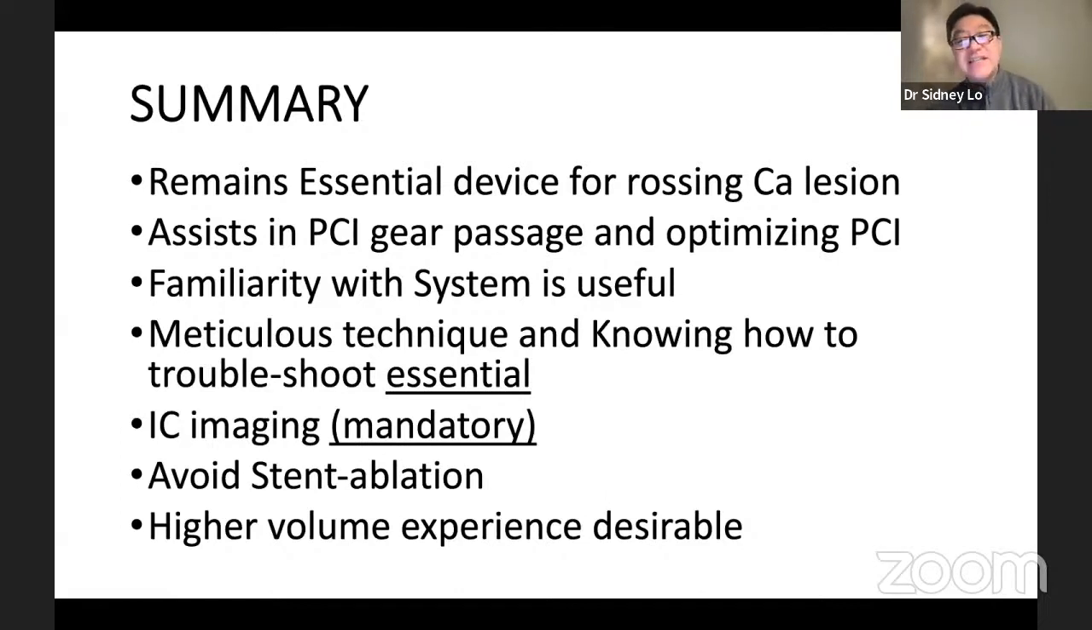rotational atherectomy remains the essential device for crossing calcified lesions. It assists in getting your gear down, optimizing PCI. Familiarity with the system is useful. Meticulous technique and knowing how to troubleshoot is essential. Imaging, I think, is mandatory, and we should avoid stent ablation. And good experienced operators are desirable. Thank you very much. Sorry to take up too much time.